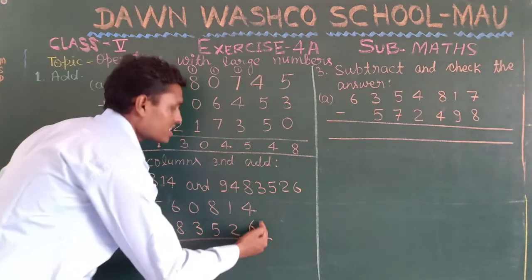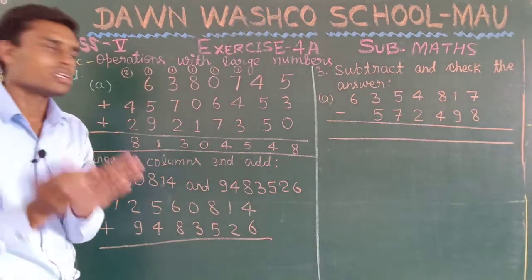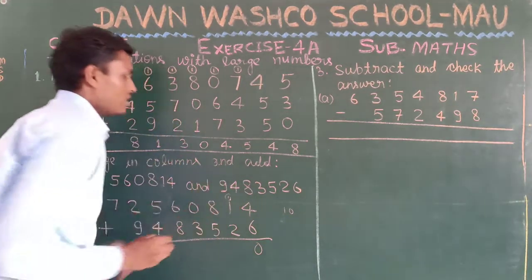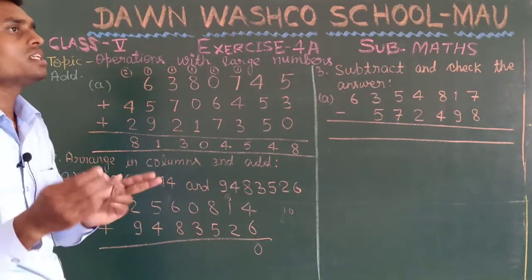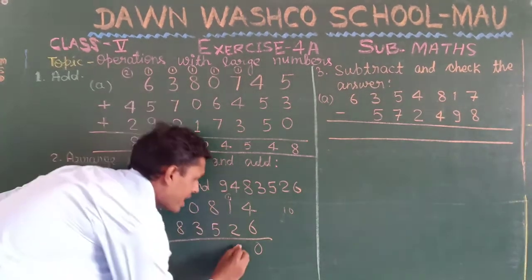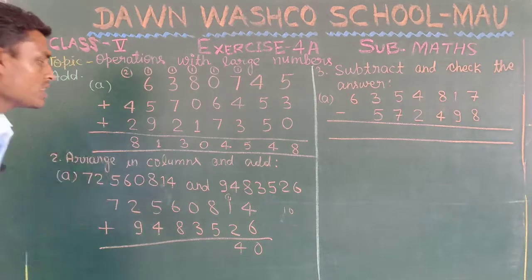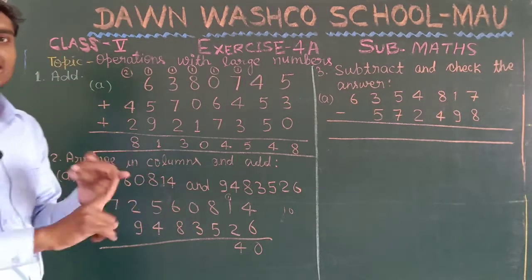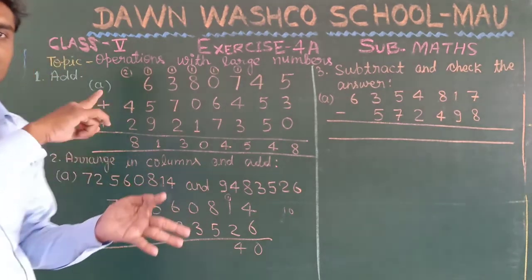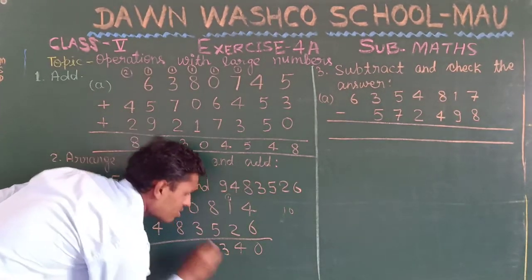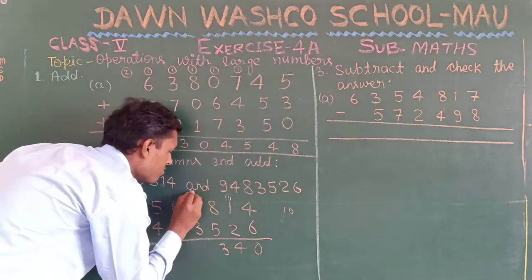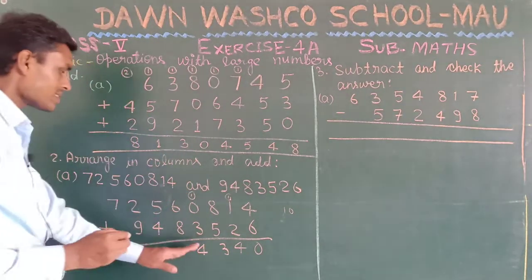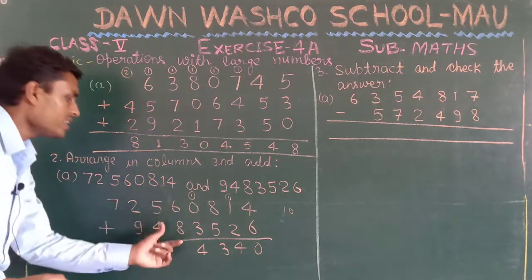Let us add them. 6 and 4, the sum of 6 and 4 gives 10, and we will write 0 here and carry 1 over here. Now 1 and 1, when 1 is added to 1, it gives 2. 2 and 2 gives 4. Yes, 4. 8 and 5, the sum of 8 and 5, 8, 9, 10, 11, 12, 13, it gives 13. So we'll write 3 here and carry 1 over here. When 1 is added to 3, it gives, yes, 4. Now there is no carry, so we'll add the next numbers.